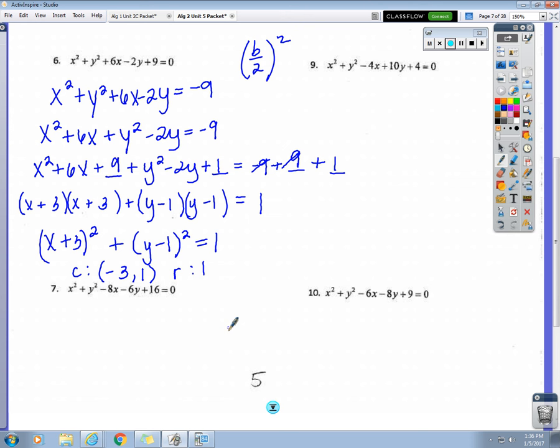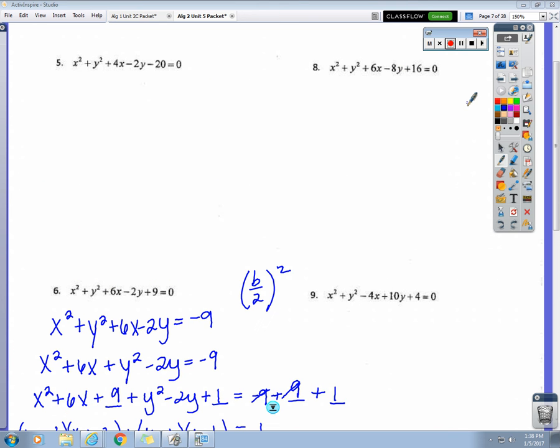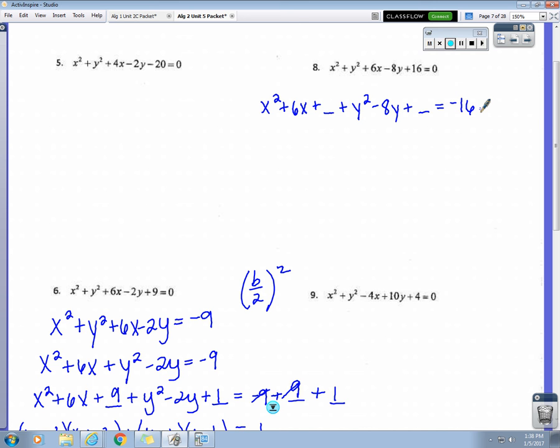Okay, try number 8. Everybody try number 8. I'm now going to start combining some steps to save time. So, in the first line, I'm going to group. I'm going to go ahead and make my blank. And I'm going to move that 16 to the other side, which will make it negative 16. Now I'm ready to fill in my blanks.